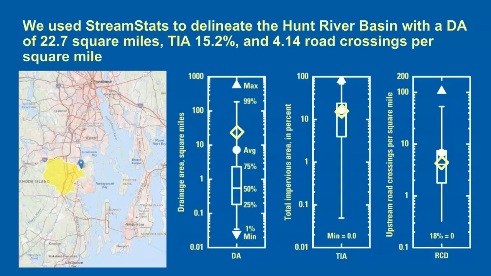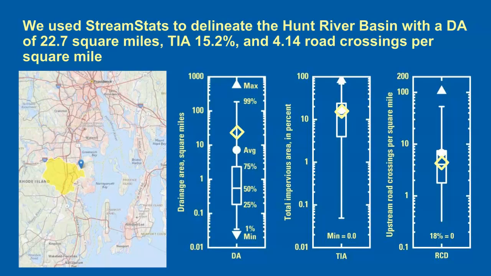In this case study, we used the Hunt River as an example. The map on the left is the StreamStats Basin delineation showing the location of the Hunt River on the western side of the bay. Most of the basin lies within North Kingstown and East Greenwich, Rhode Island. At the selected delineation point, the Hunt River has a drainage area of 22.7 square miles, a total impervious area of 15.2%, and 14.14 road crossings per square mile.